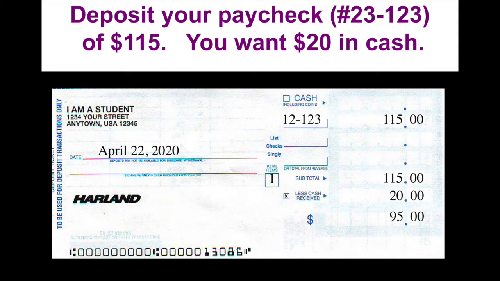We will get this cash that we'll be able to walk out of the bank with. Whenever we receive cash, we will sign our name on the signature line. It says sign here only if cash is received from the deposit. This name here just is a reference for the bank stating that you did receive the $20 in cash and it didn't go someplace else.